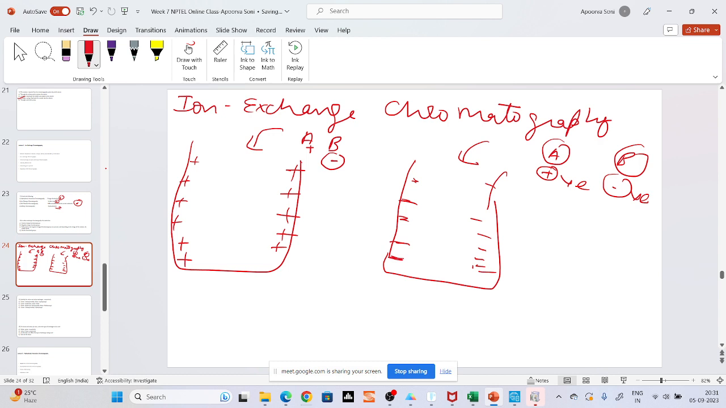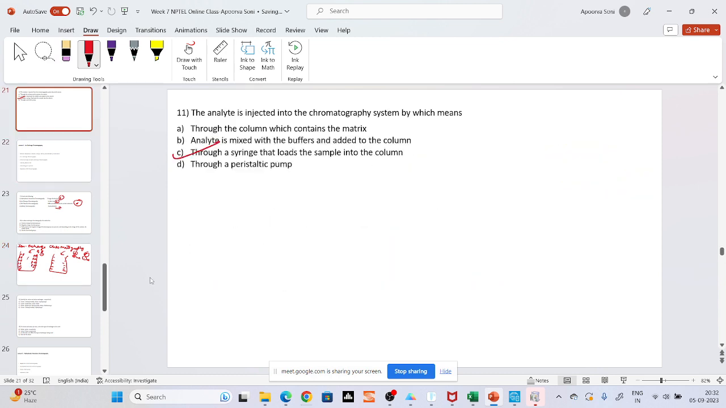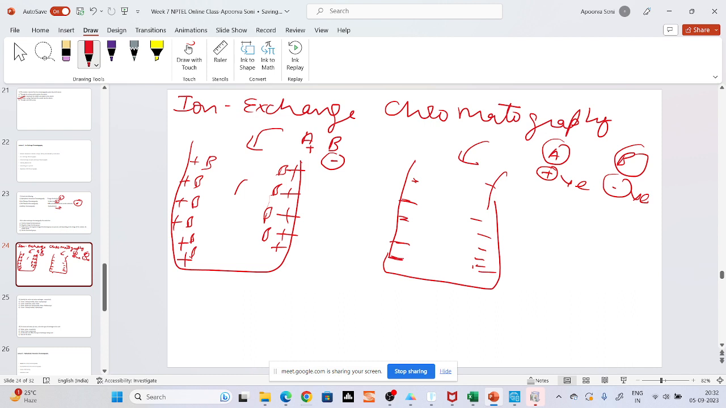So what will happen? Here, in this matrix, what will bind, A or B? B. So here B will bind. Whatever gets bound to the matrix is eluted at the last. So here what would be eluted first? A. Because A does not get bound, while B is bound, so it is not getting eluted here. Here A will get eluted.